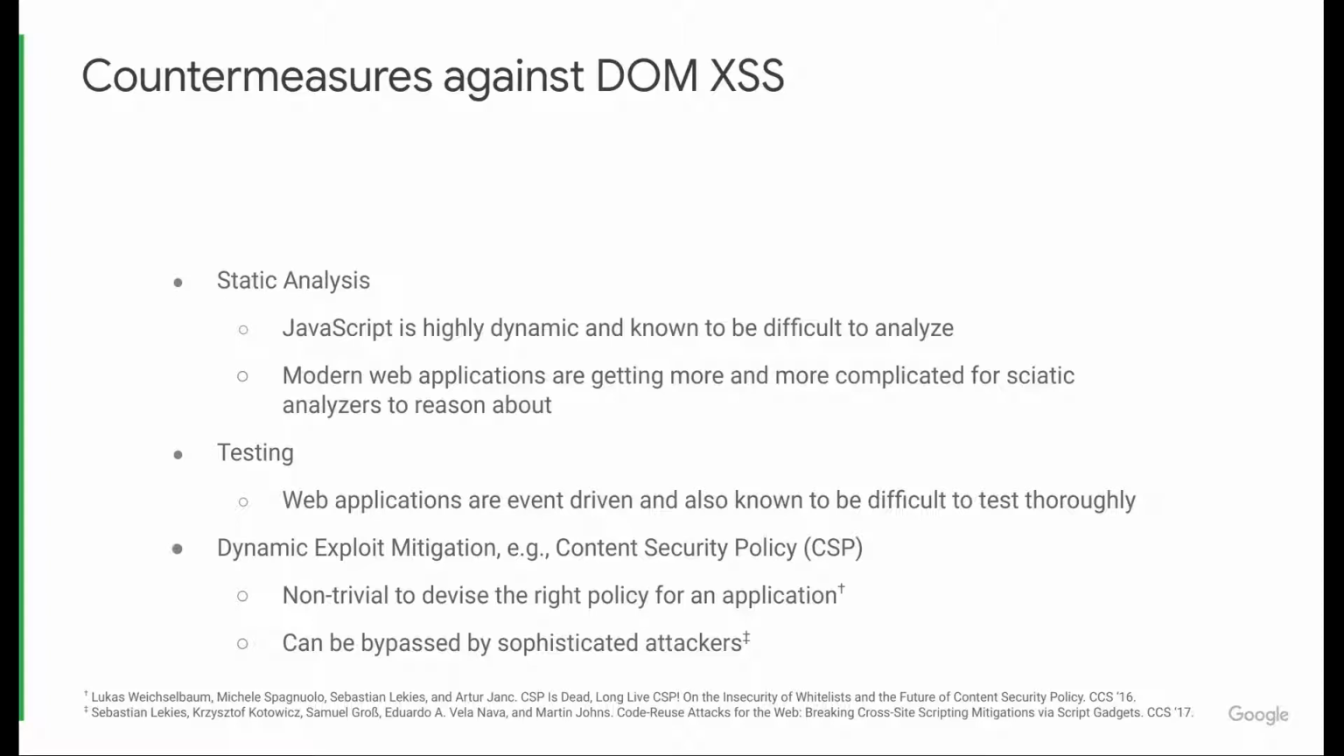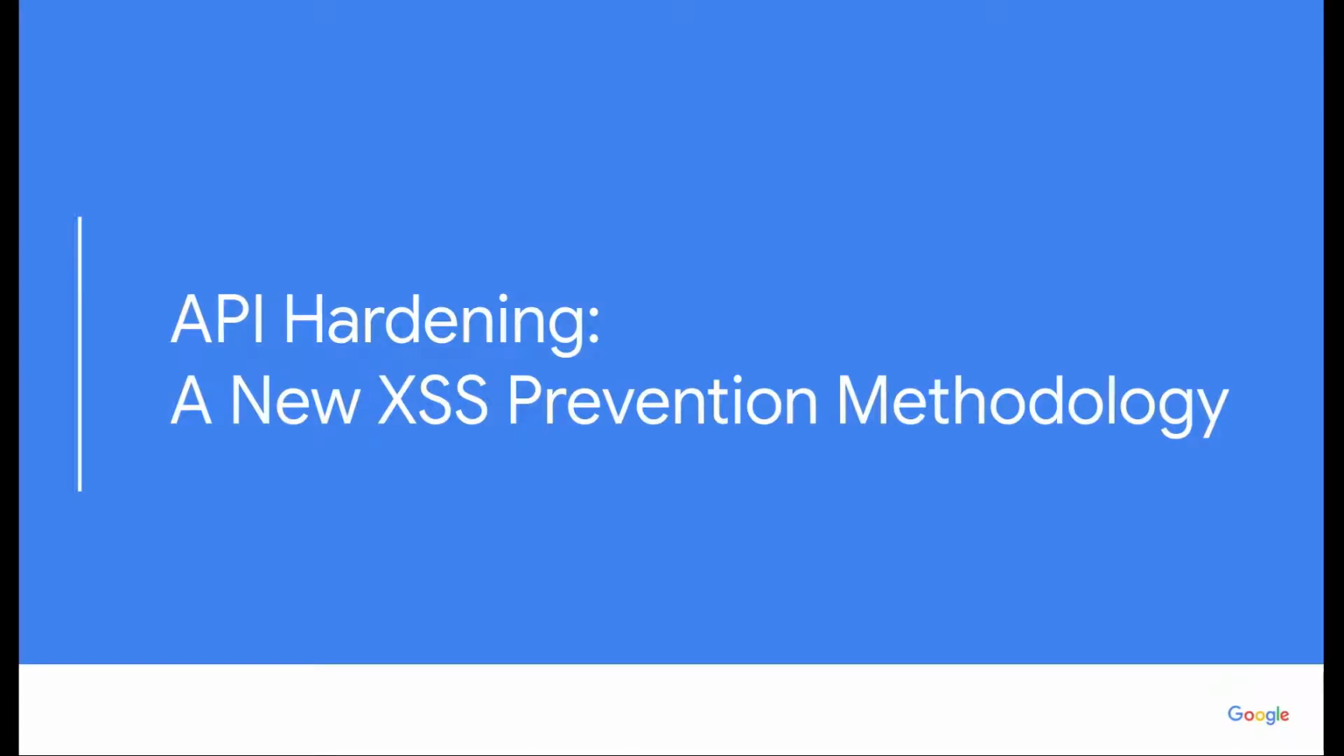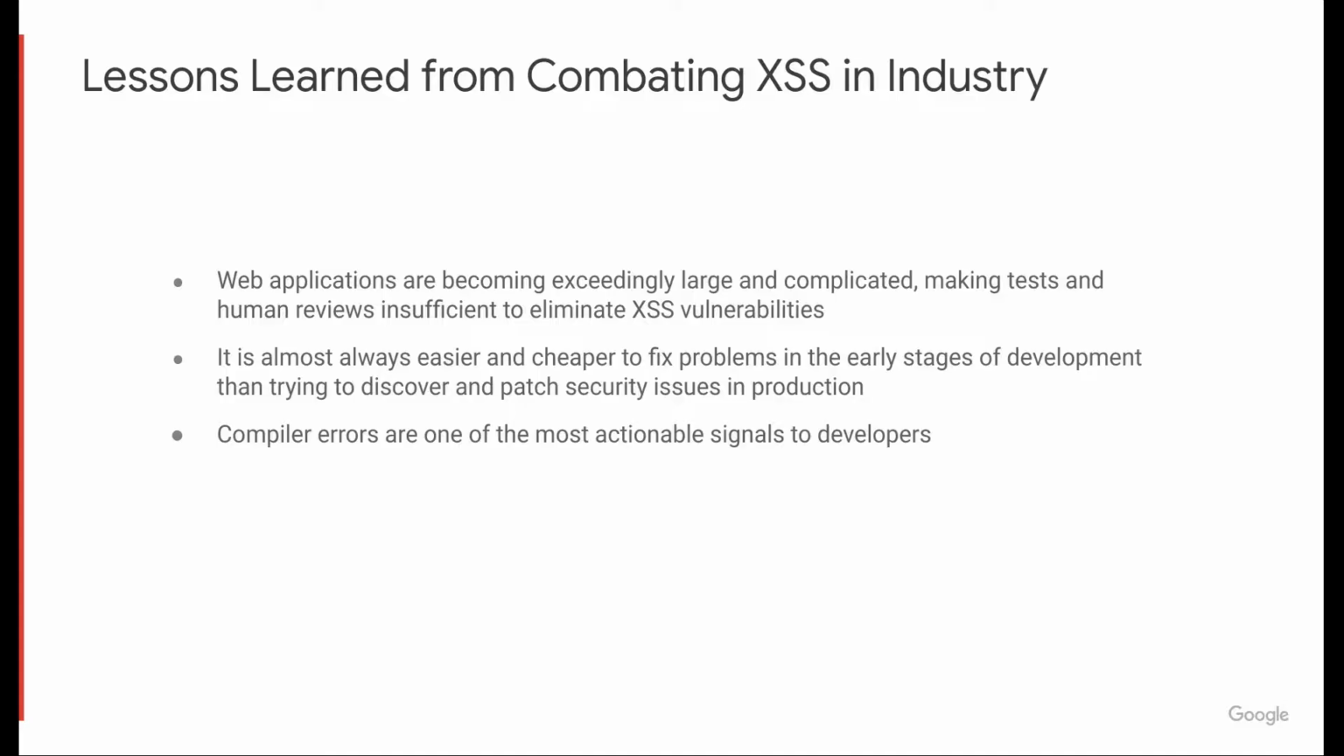As you can imagine, a vulnerability as prevalent as XSS must have been tackled in many ways. People have tried static analysis, testing, in-browser defenses like content security policy. Many of these mitigations work, but none of those work well enough to help get rid of XSS from modern web applications for different reasons. At Google, we're taking a new approach to exterminating XSS. We call the method API hardening.